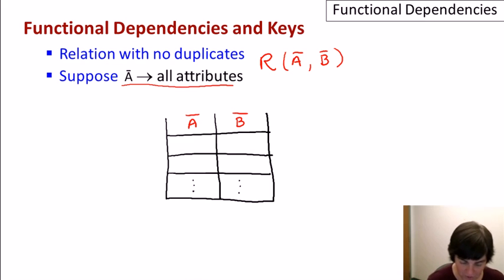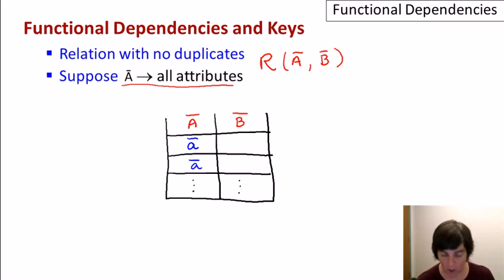And now let's suppose that we have two tuples with the same values for A. So we'll just write those as little a bar. And now let's see what happens with the B values. We'll make them B1 bar and B2 bar. Because we have the functional dependency, the equal values here for A say that B1 and B2 have to be equal. So B1 equals B2. Let's just erase the little 1 and 2. But now we've generated duplicate tuples.